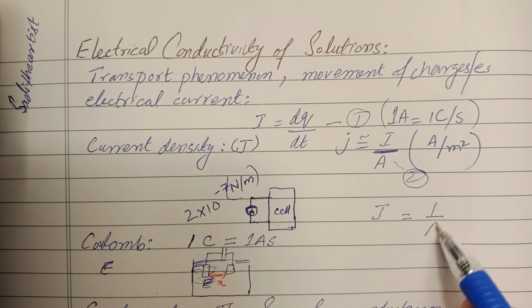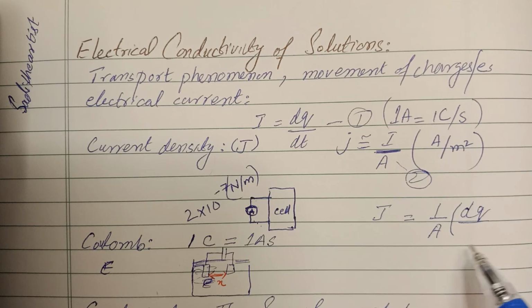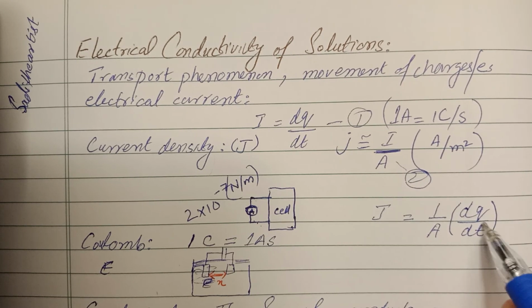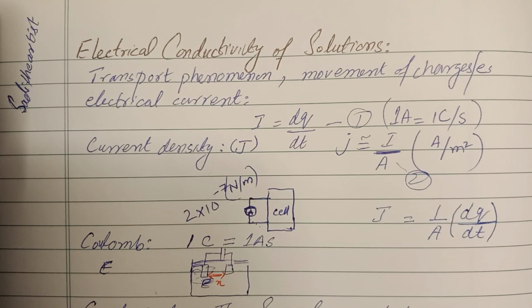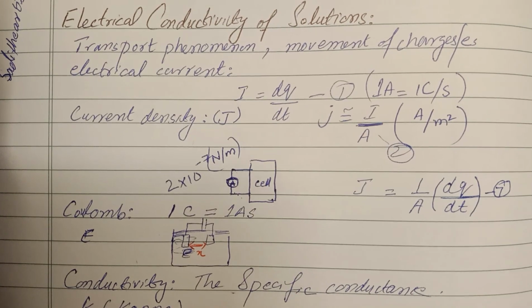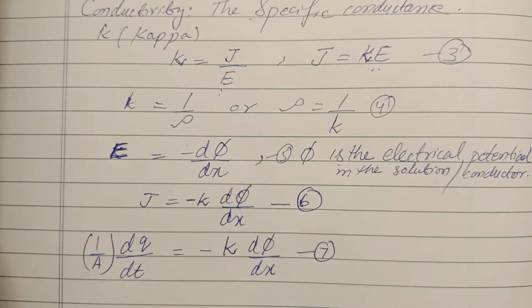1 over A into change in charge, or flow of charge with respect to time. This is equation number 7. So by comparing equation 7 and equation 6, we get equation 7.